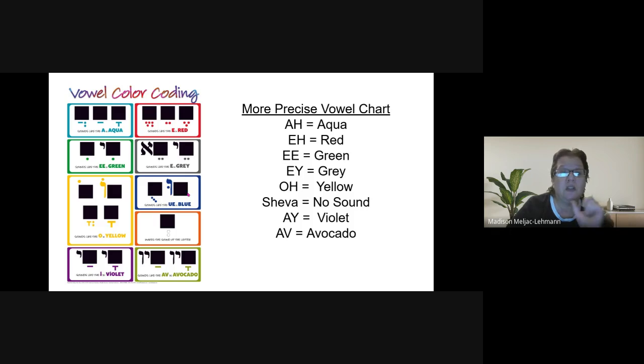We have the oo as in blue. The Shva again has no sound, so there's nothing there. It just makes the sound of the letter. And we've added two new ones, the av, like an avocado, and these are ending combinations. And then we have the I in violet. So I, that's the AI that I mentioned, not the AI robot, but just the sound, I.